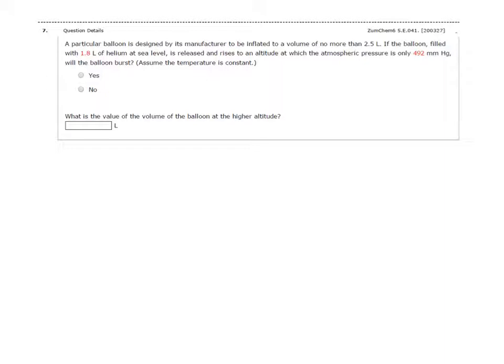Well, let's list out some things. We're going to solve for the volume of that balloon at the lower pressure. So initially we had filled the balloon at sea level. That would be in keeping with our pressure unit that they gave us, 760 millimeters of mercury. The volume initially was 1.8 liters.